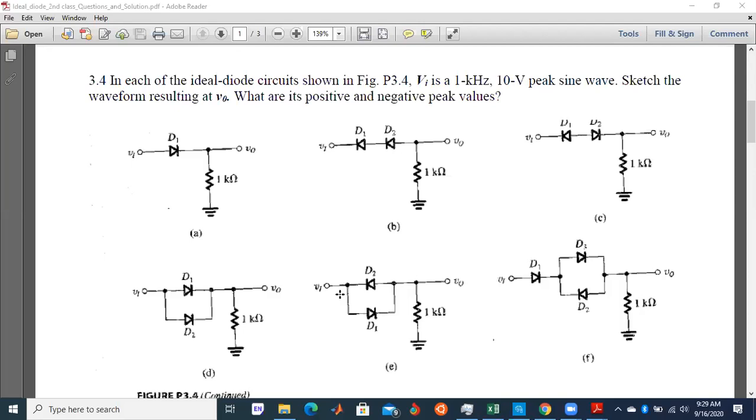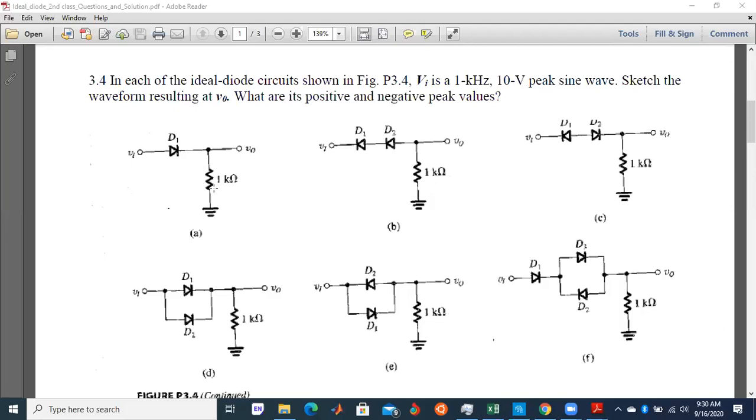Now we have figures A to F here, and we want to draw the output waveform for this circuit. Please, it is very important you listen to this procedure so that you will not mix up the waveform. If I ask you this question, I will draw a circuit like this, any of these circuits. Let's say I draw the first one. You will be asked to draw the output waveform from this circuit.